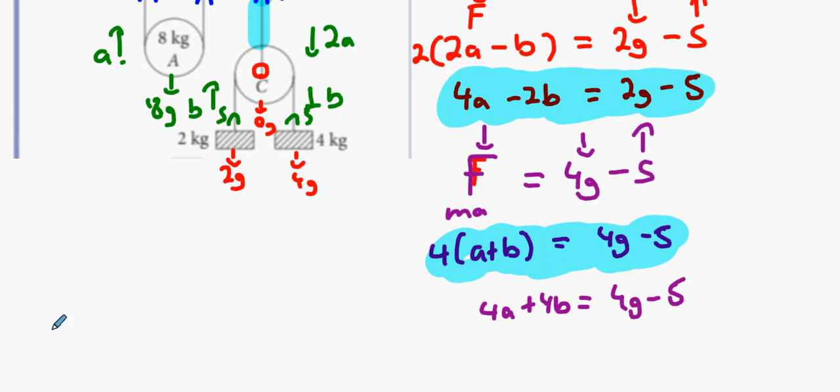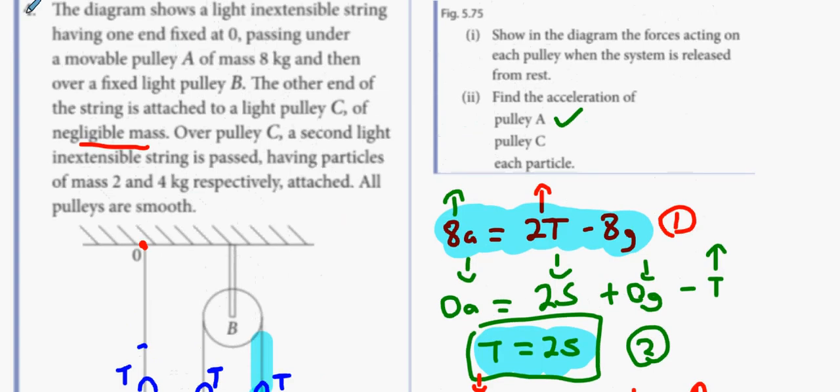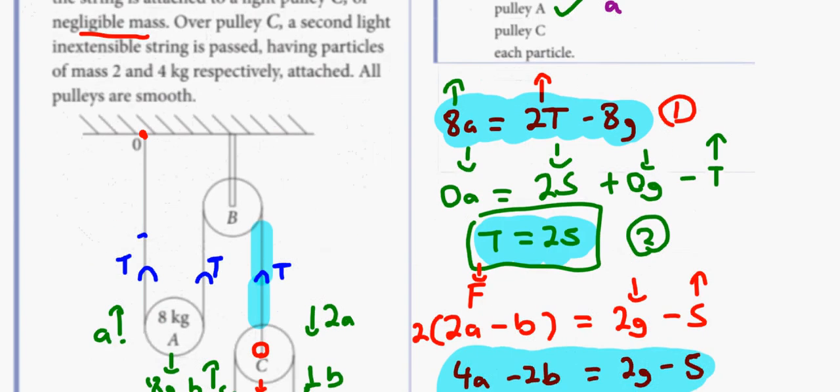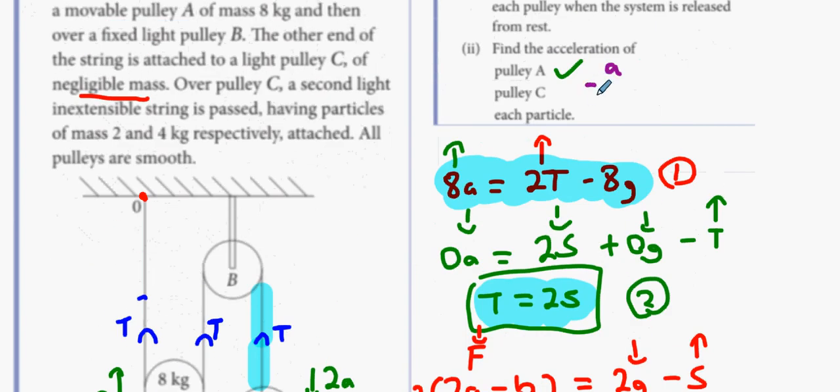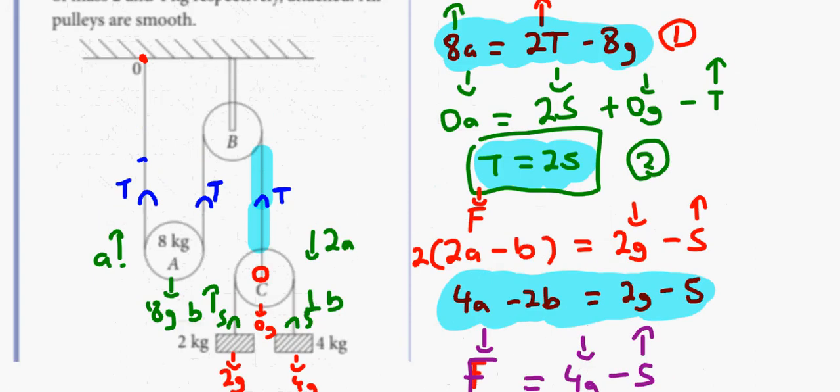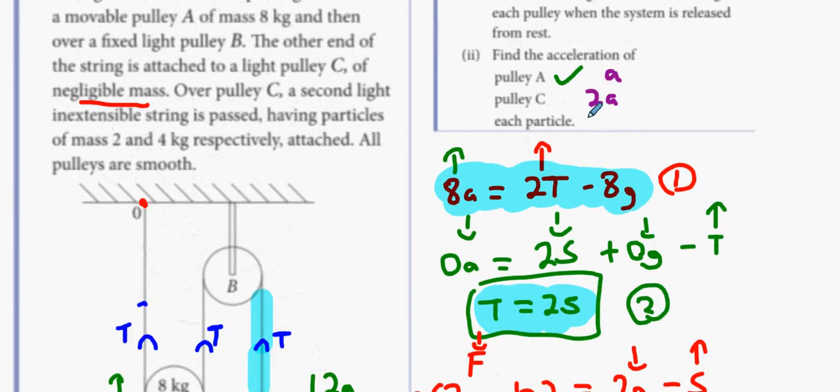Time to reread the question. You want pulley A, so you want acceleration A. You want pulley C, which is acceleration 2a. And each particle, you want a 2 kilogram particle, which is 2a minus b, and then you want the other one, which is 2a plus b. These are the answers you're looking for.